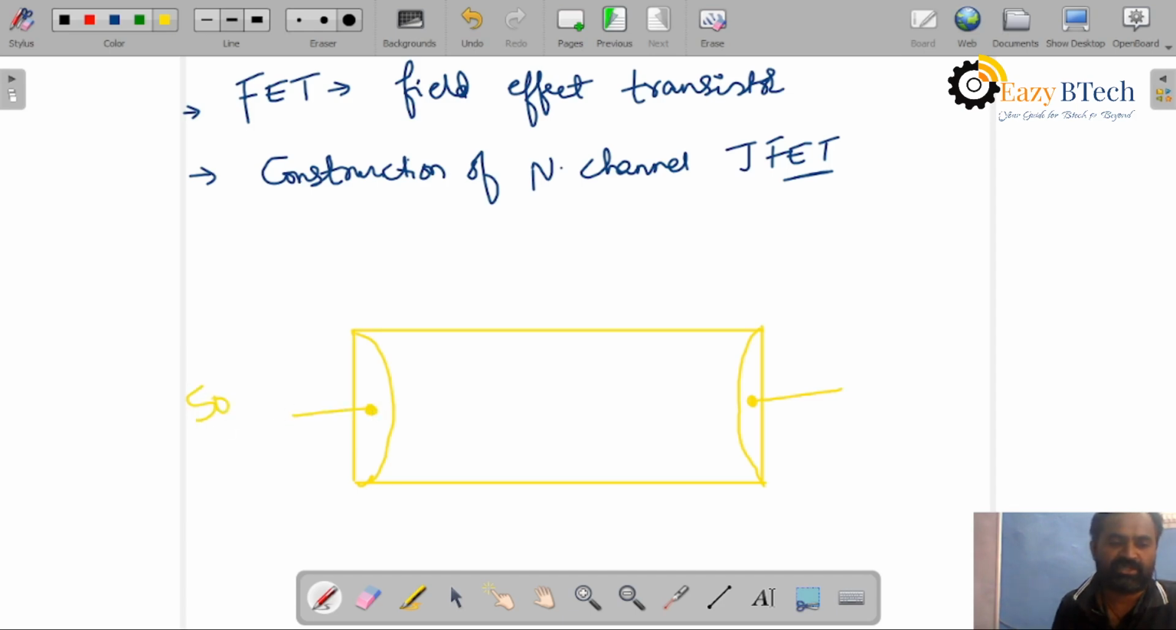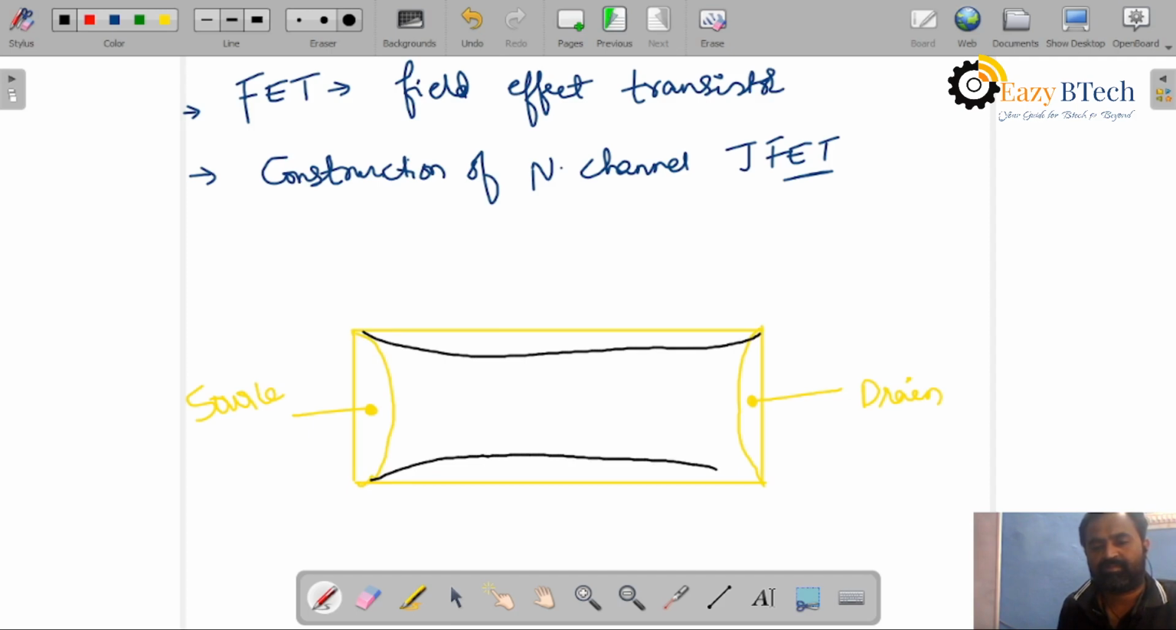this terminal is a source, this terminal is a gate, this terminal is a drain. These are the P plus layers, P plus. This is the channel, it is an N channel.